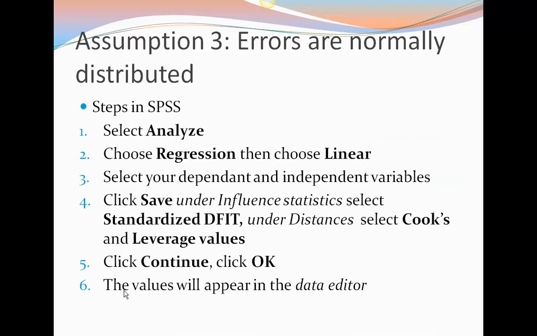Here are the steps in SPSS, and I am also going to give you the steps in Excel, but I would highly, highly suggest that you just run this in SPSS because it's just going to spit out these numbers and it's a lot easier. You can just literally check off standardized DFITS, Cook's, and leverage values, and the values will appear in the data editor. So not on the regular output, but they appear in the data editor, and you would just have to compare them to those influential cutoff values.